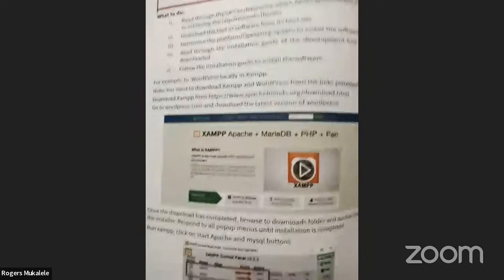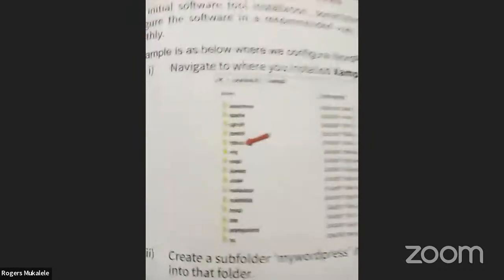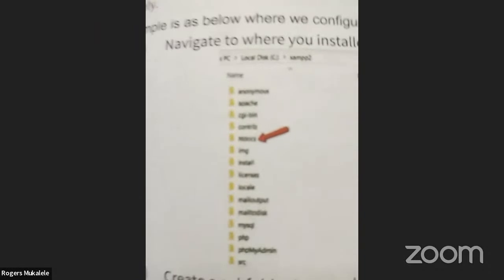So in these books, the books are guiding us very well. As you can see, we are having XAMPP being installed in these books. Then we are configuring, there's a folder called htdocs where the files are kept. Then we are looking at developing the web pages. We have the various elements.